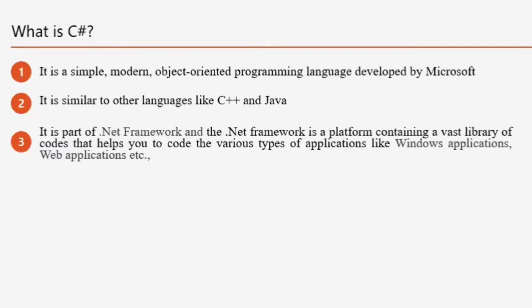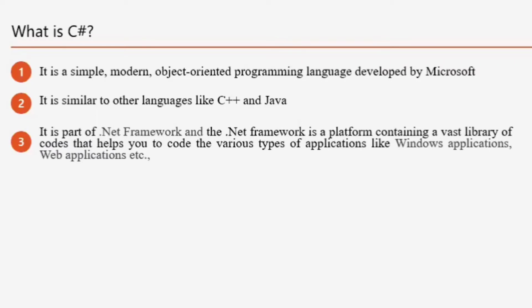programming languages. So first, what is C#? It is a simple and modern object-oriented programming language developed by Microsoft. We will learn about what an object-oriented programming language is later on. Before that, we will introduce the basics of programming, and then we will learn the advanced concept of object-oriented programming.